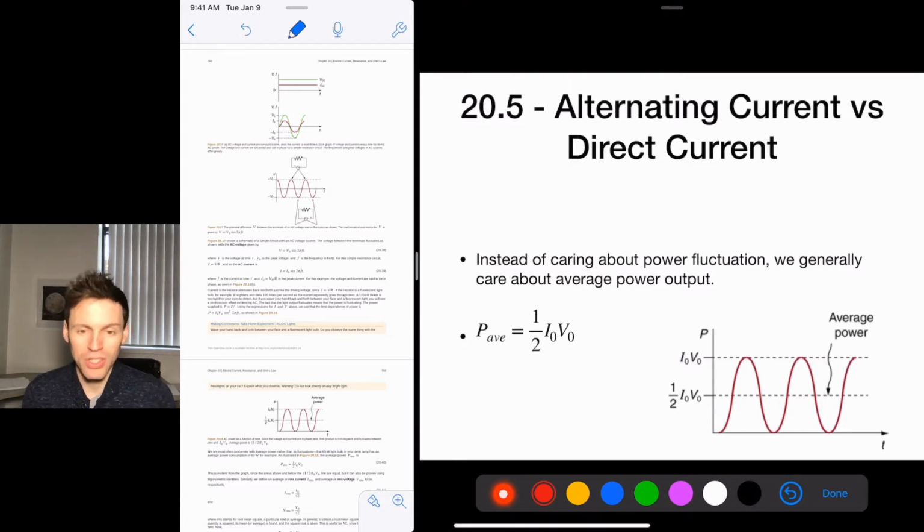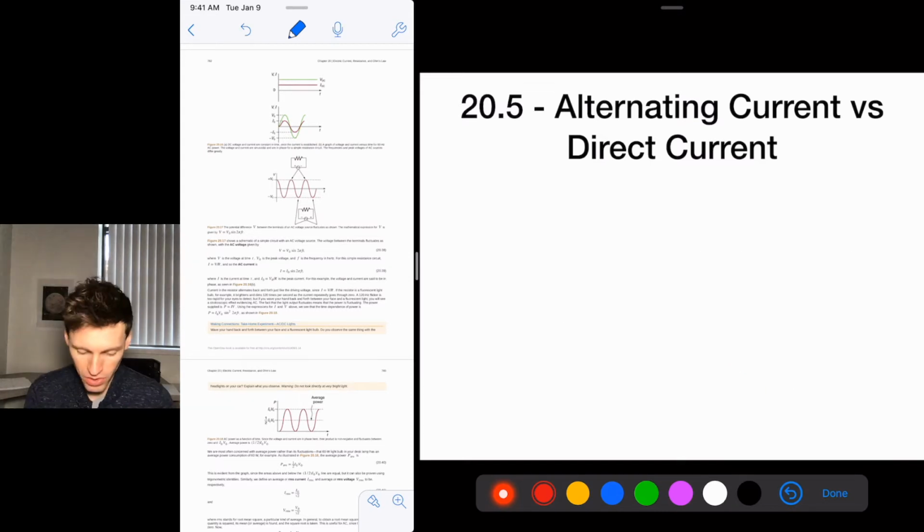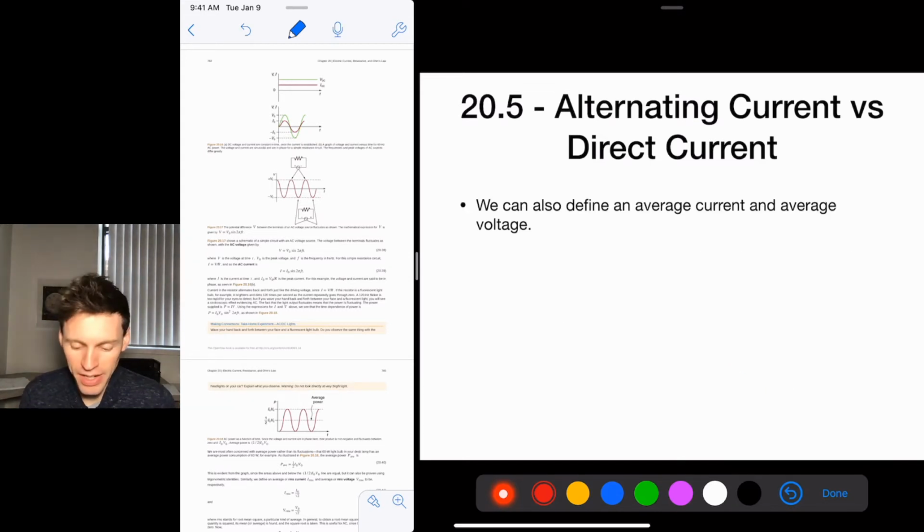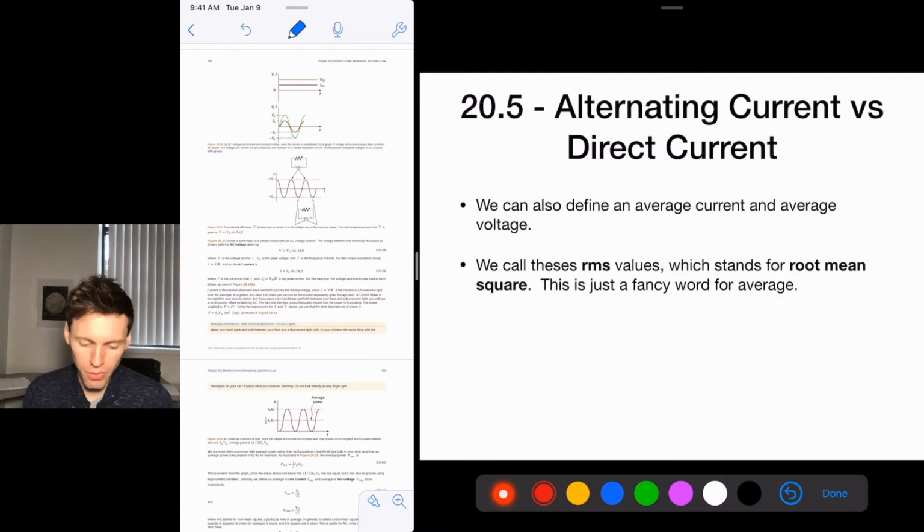The average power is just half of the peak current times the peak voltage. That's easy. We can also define an average current and average voltage. We call these RMS values, which stands for root mean square. It's a fancy word for a fancy type of average.